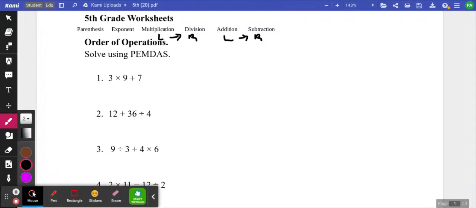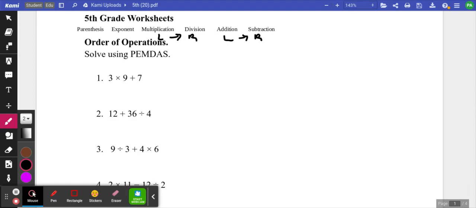Hi guys, so to start off today's fifth grade worksheets, we're going to be starting off with order of operations, so PEMDAS. Really quickly, it stands for parentheses, exponent, multiplication, division, addition, and subtraction. And this is the order you have to go in order to solve it.